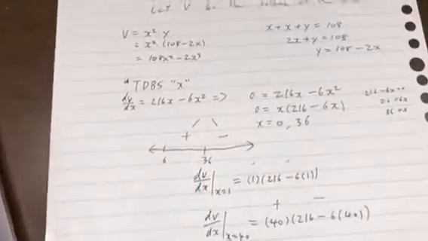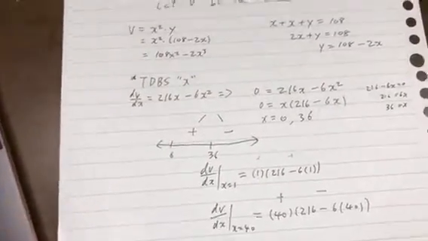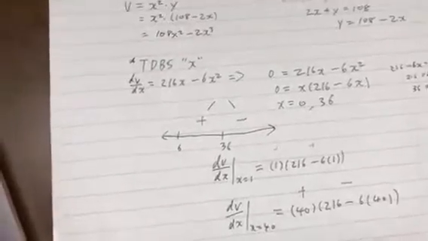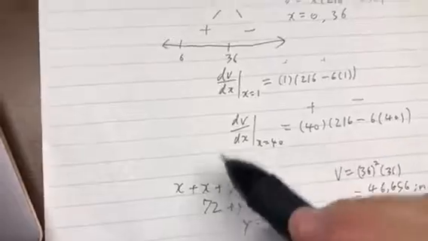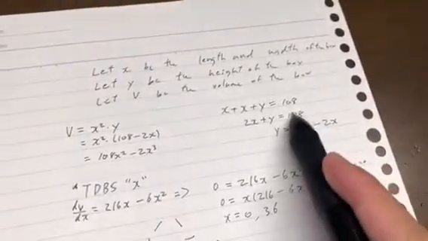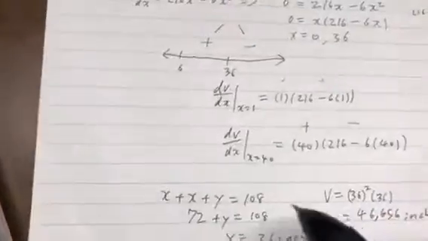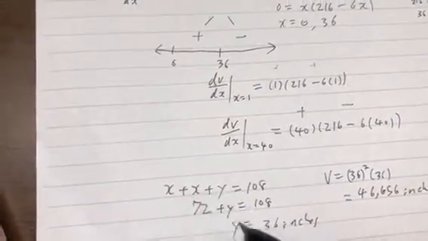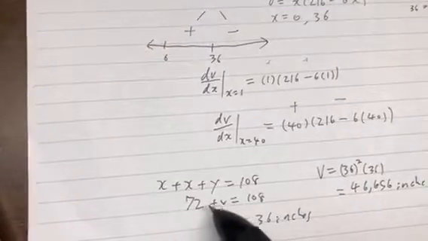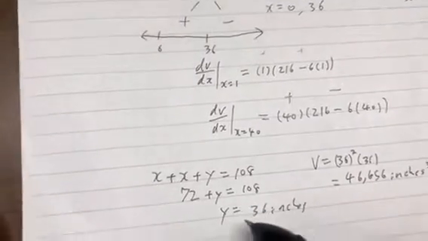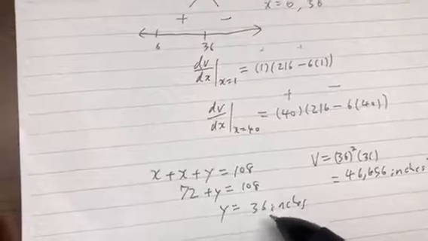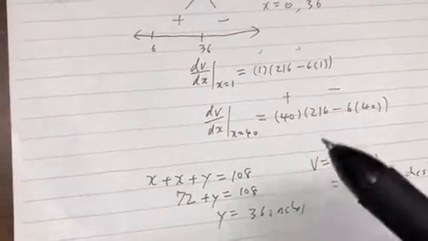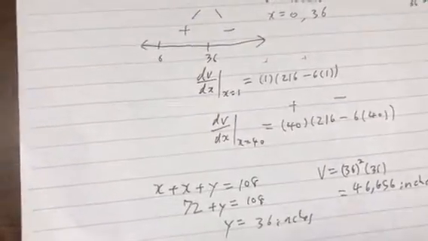And now we found the x, which is the length and width of the box, and now we want to find the height of the box. And so we get our original equation, or restriction equation, and we add the 36, and we get 72, subtract 72 on both sides, and we get the height being equal to 36 inches, just like the width and the length.